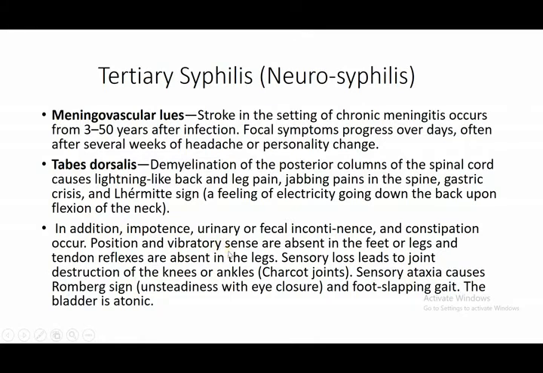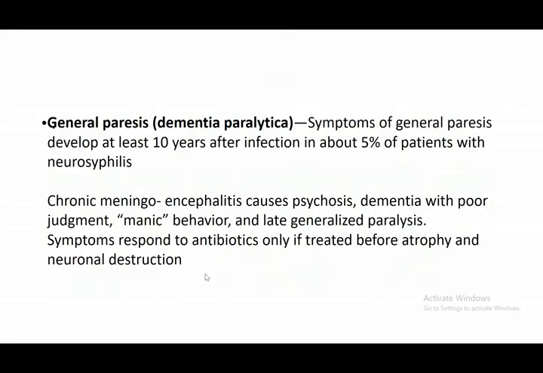Position and vibratory sense are absent because of the damage to the posterior columns, which, as you know, carry all these sensory sensations to central brain structures. Sensory loss also leads to joint destruction of the knees and ankles, so Charcot joints may develop. The patient may have sensory ataxia and some difficulty with gait, or a foot-slapping gait.